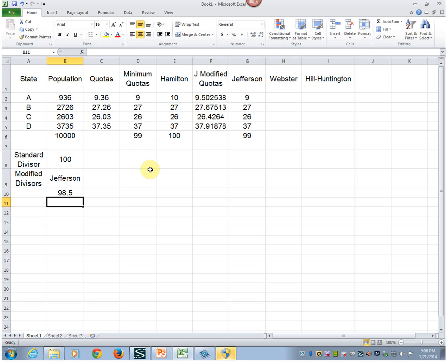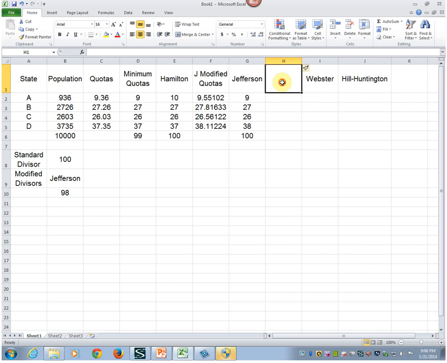98.5. And then let's see what happens here. We still have 9, 27, 26, 37. So we didn't move it far enough. Try another one. Let's move it all the way down to 98. And look at what happens. 9, 27, 26, and 38. So it's kind of nice the way that you set it up here.